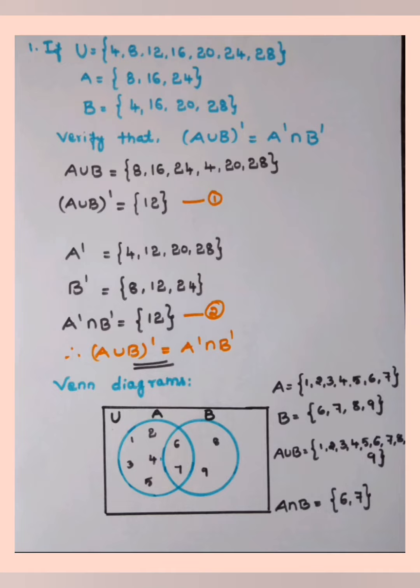Now we have to find the intersection of these two. It means common in A dash and B dash, which is 12. Hence 12 is equation number 2. Compare equation 1 and 2. 12, 12 we got. Therefore A union B whole dash is equal to A dash intersection B dash. So these types of sums I think you can solve, which is very easy.